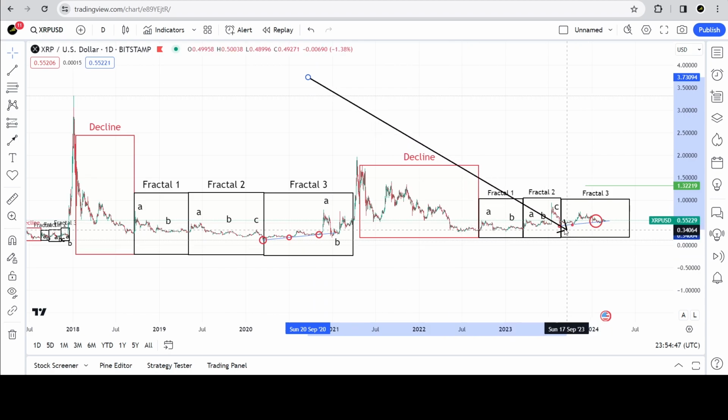Well, we see that same thing over here, at the end of the C wave. It comes down and hits that would-be trend line.